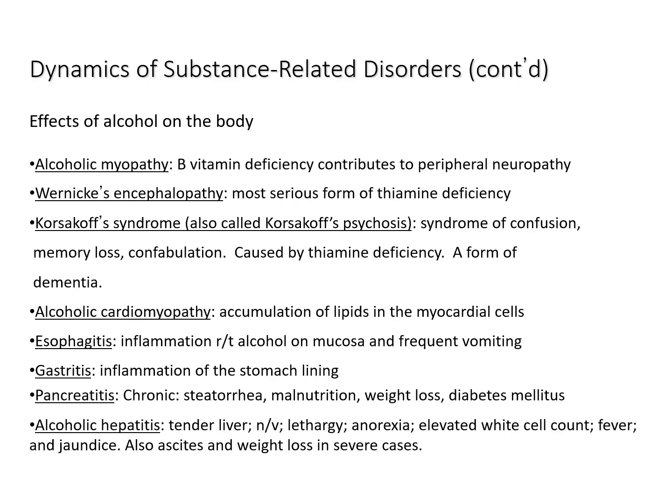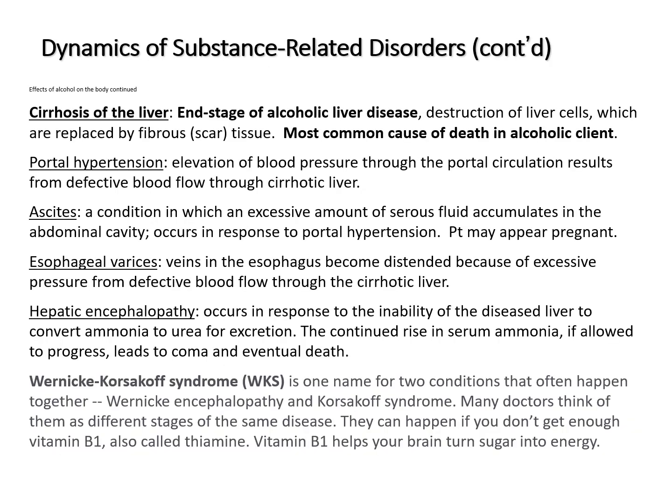Right, so effects of alcohol on the body. Most of these have to do with organs, your liver especially, but also your kidneys and your whole GI system. Some of these disorders you'll recognize from your GI lecture. Cirrhosis is considered the end stage of alcoholic liver disease. It's the most common cause of death in a chronic alcoholic. And what happens is the liver cells are being destroyed and replaced by scar tissue.